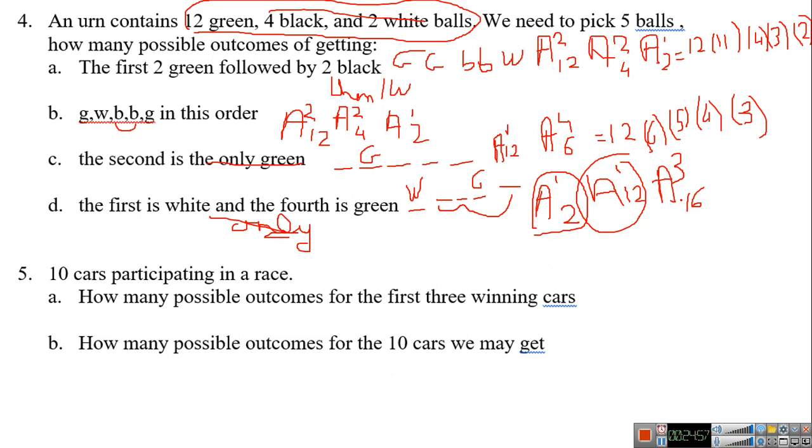Number 5. 10 cars participating in a race. How many possible outcomes for the first three winning cars? So order is important, so 3 out of 10. So it's 10 times 9 times 8. Of all the cars, you can write it as permutation 10, or arrangement 10 out of 10, so it's 10 factorial. So it will be 10 times 9 times 8 times 7 times 6 times 5 times 4 times 3 times 2 times 1.